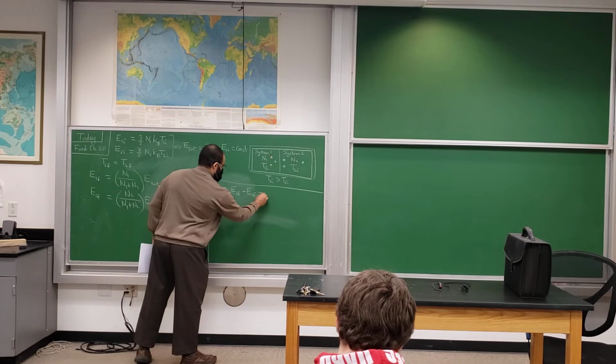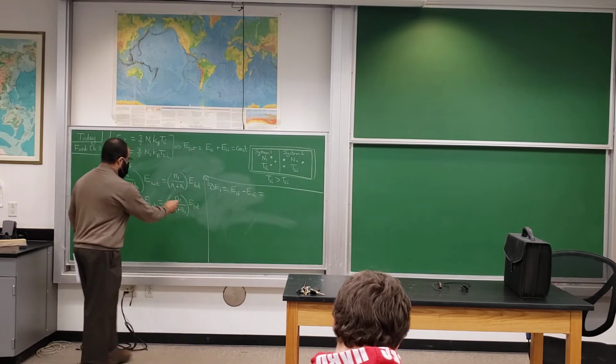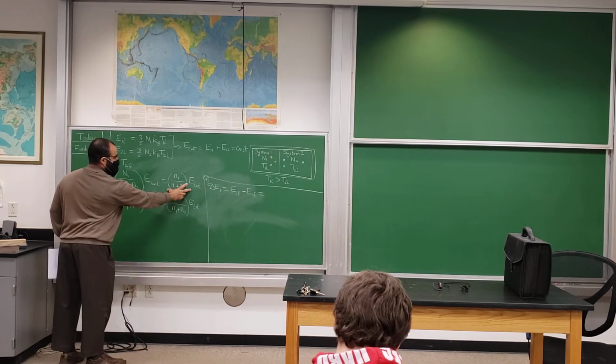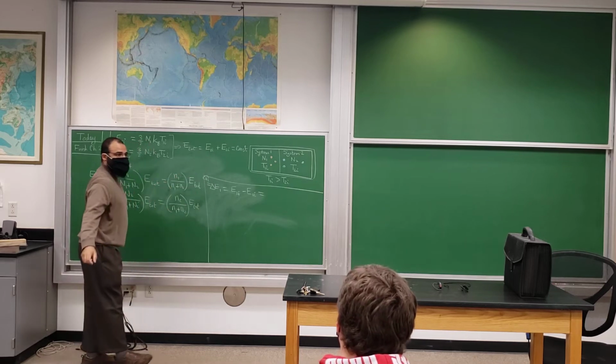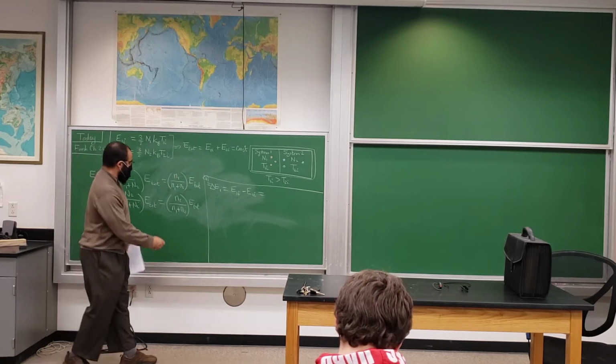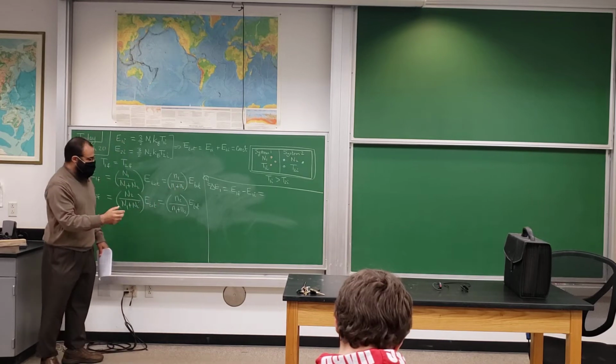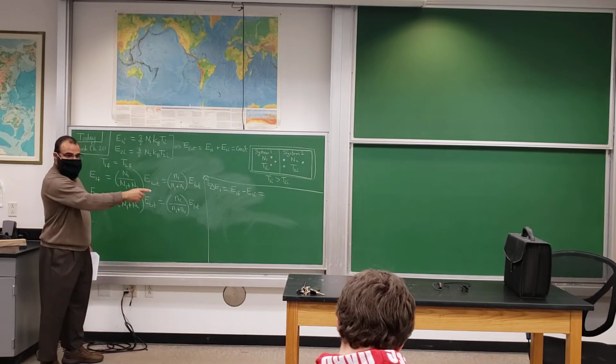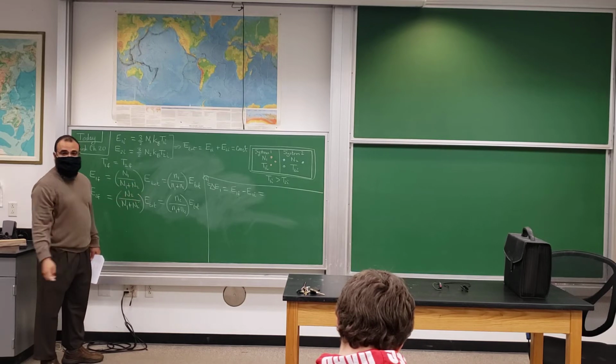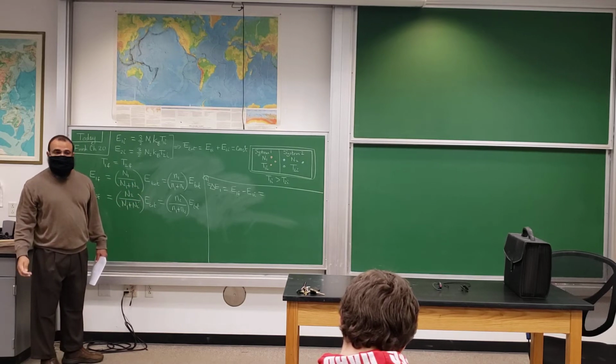So let's write it down. So you have E1 final minus E1 initial. That's the change. So this is E1 final. What I'm trying to show you is that the heat lost by system 1 will equal the heat gained by system 2. And that's how heat transfers.